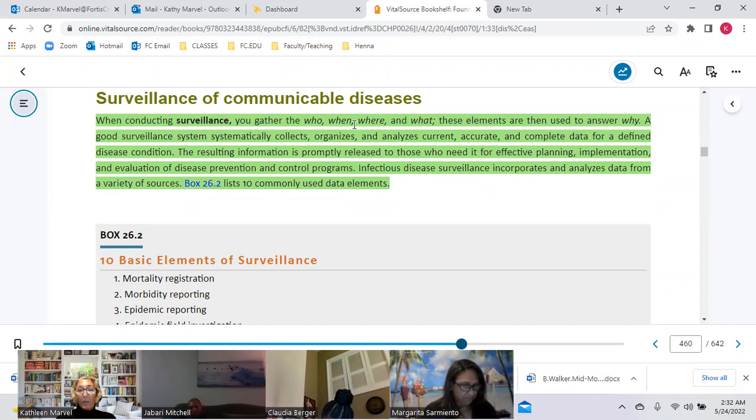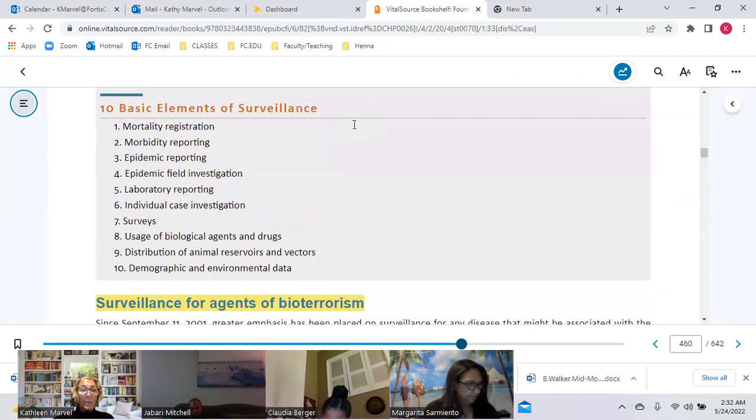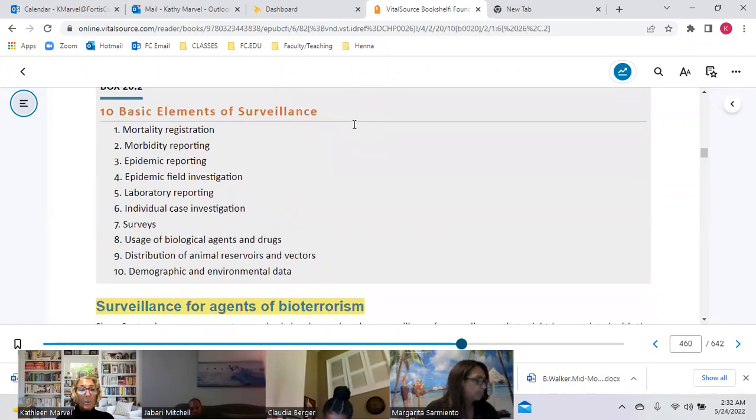Infectious disease surveillance incorporates and analyzes data from a variety of sources. Okay, and here's, you don't need to memorize this, but here's what the 10 sources are.